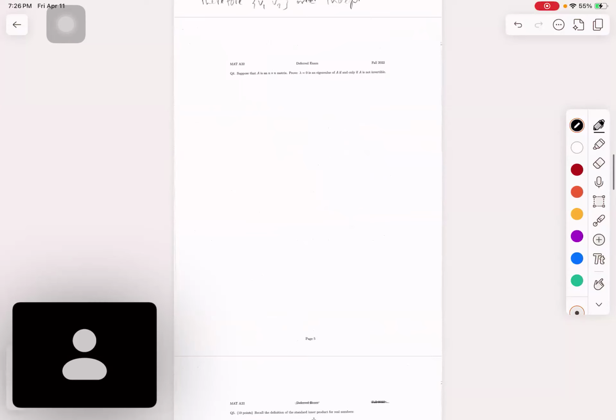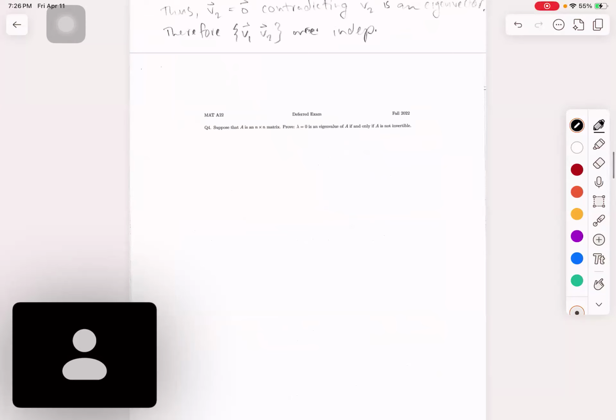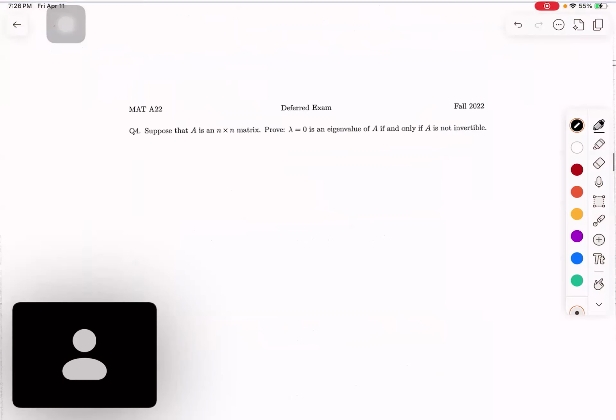Moving on, I'll be doing question 4, and we'll go back to question 3 when the next person takes over. So question 4 asks us, suppose A is an n by n matrix, prove that lambda equals 0 is an eigenvalue of A if and only if A is not invertible.